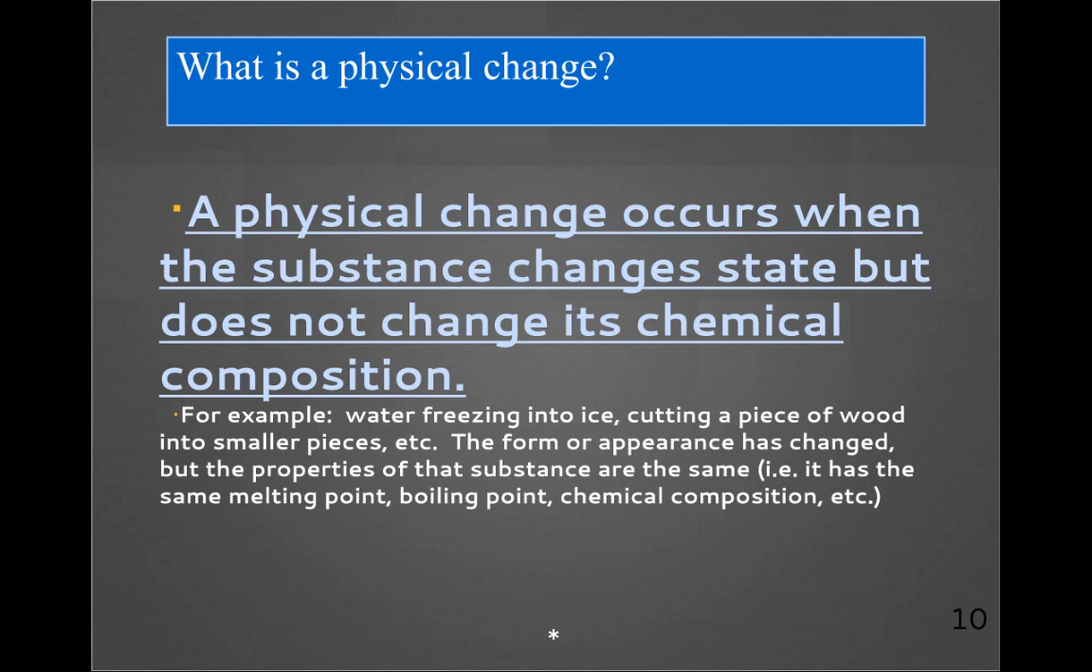So what is a physical change then? A physical change occurs when the substance changes but does not change its chemical composition. For example, water freezing into ice, cutting a piece of wood into smaller pieces, etc. The form or appearance has changed, but the properties of the substance are the same. I can tear a piece of cheese and I don't have a piece of cheese and a piece of bread after I tear it.